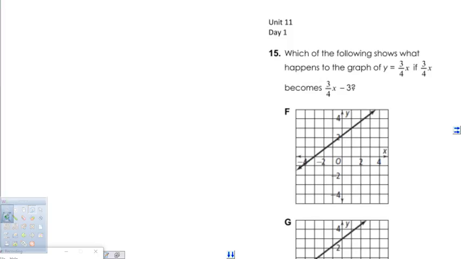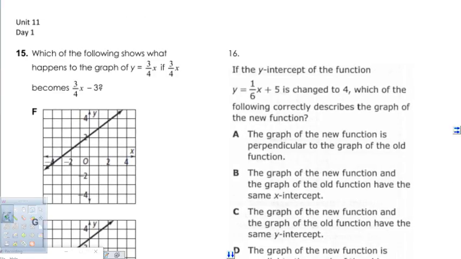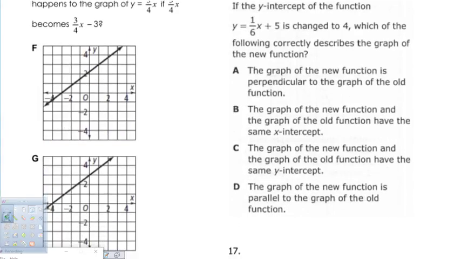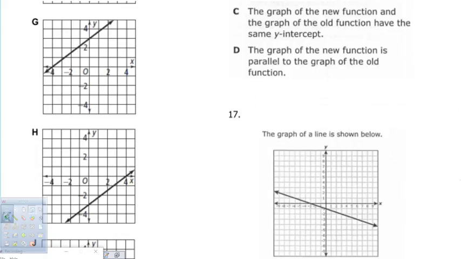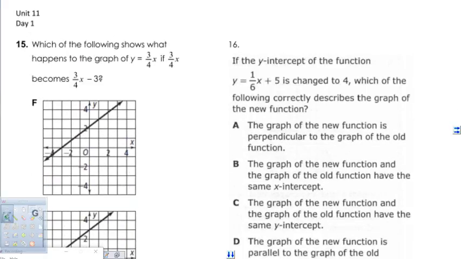Last page. Okay. Which of the following shows what happens to the graph of y equals 3/4 x if 3/4 x becomes 3/4 x minus 3? Okay? So, let's see. Let's scroll through these real quick. So, as we all know, we're wondering about this graph right here. That's the important one. Okay? Well, and it's asking what does this graph look like essentially?